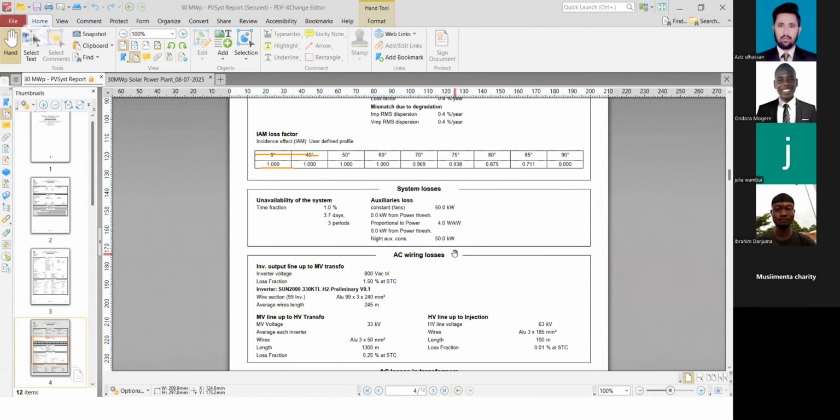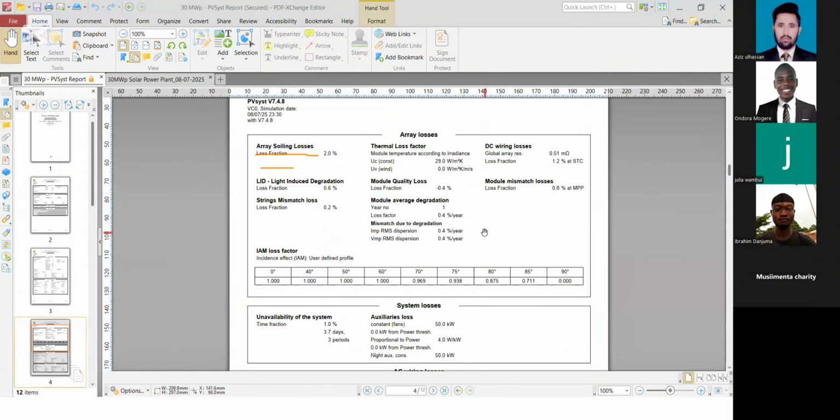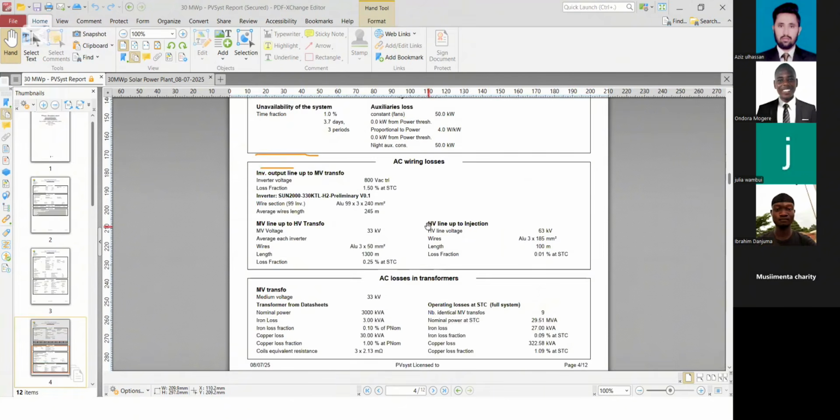And then we will put in all the losses, like the cable losses in the DC strings and AC, then MV cable losses, and all the transformer losses. Then the system unavailability, and the auxiliary losses which our MV station consumes in the daytime while operating the system, and then the degradation of the PV module over 30 years, and what percentage they will degrade according to the manufacturer. We get all this.